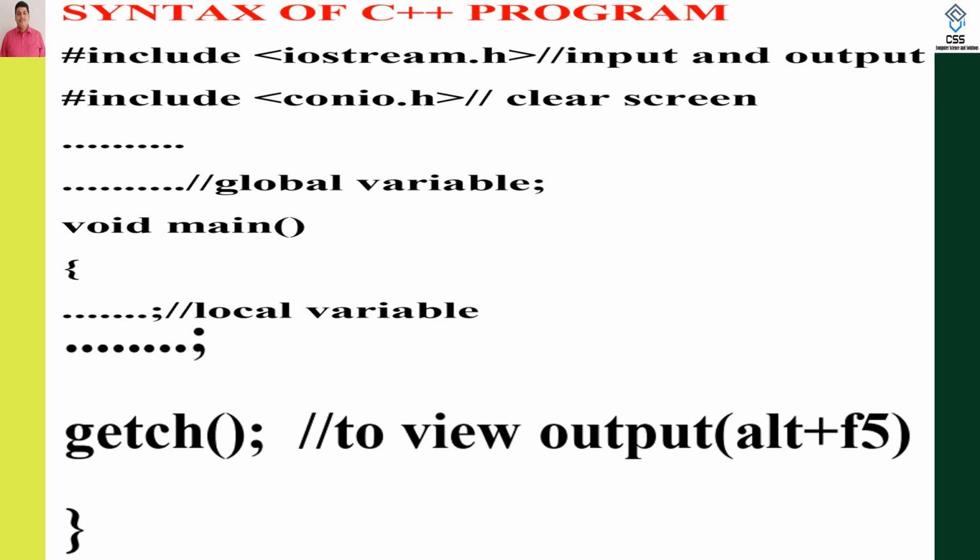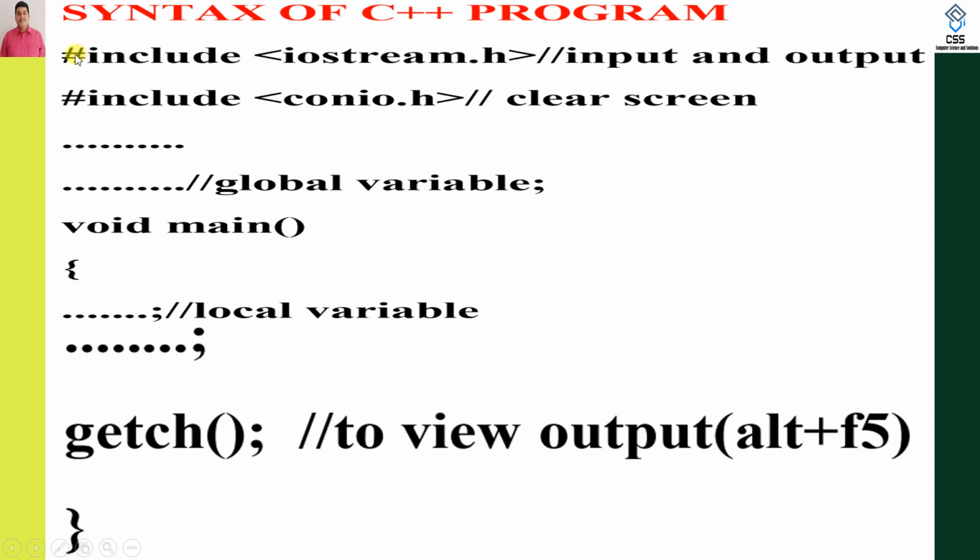Every C++ program needs a header file, iostream.h. Just to remind you, in C the header file is used as stdio.h. In C++ the header file is used as iostream.h. Without iostream.h, input and output operations cannot be performed.